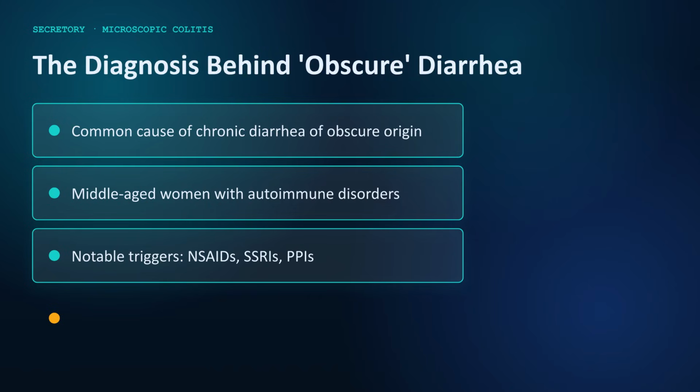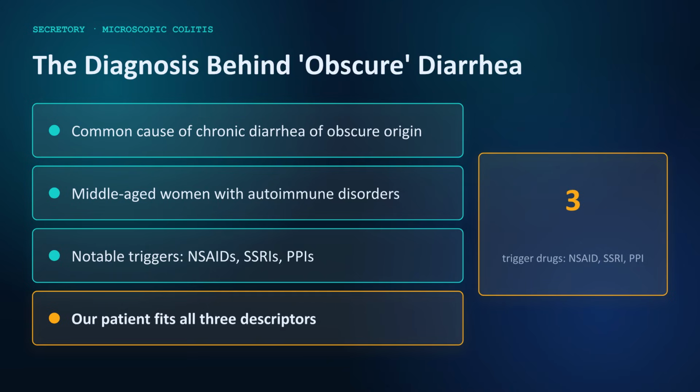Now go back to our patient. She is a 54-year-old woman with Hashimoto thyroiditis, taking naproxen, sertraline, and omeprazole. She matches this description almost perfectly. And it is worth saying plainly, this is not a rare disease. It accounts for a real share of chronic watery diarrhea in older adults, and it is profoundly underdiagnosed.